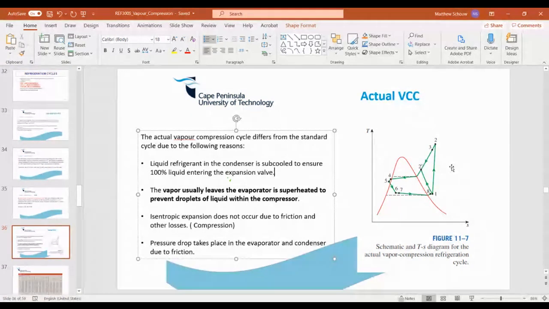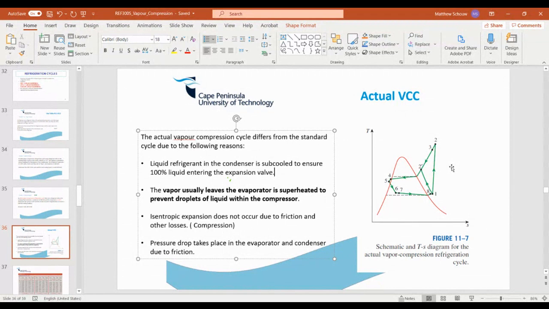All these processes are really controlled with the thermal expansion valve and things like that. But of course, like I said, we're not going to be focusing too much on the practical aspect of the refrigeration cycle, just more the thermodynamics, as before with all the other stuff.